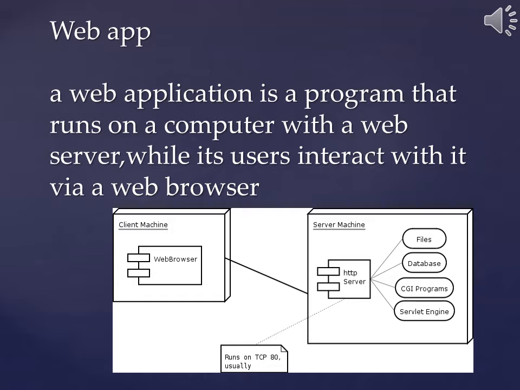Now, what happens in there? We can see in the second box, right? That server machine. Beside the HTTP server, there are four boxes. The first one is files, and next to it is database. Next is CGI programs, and the next one is servlet engine. Files contain some HTML files and CSS files, etc.